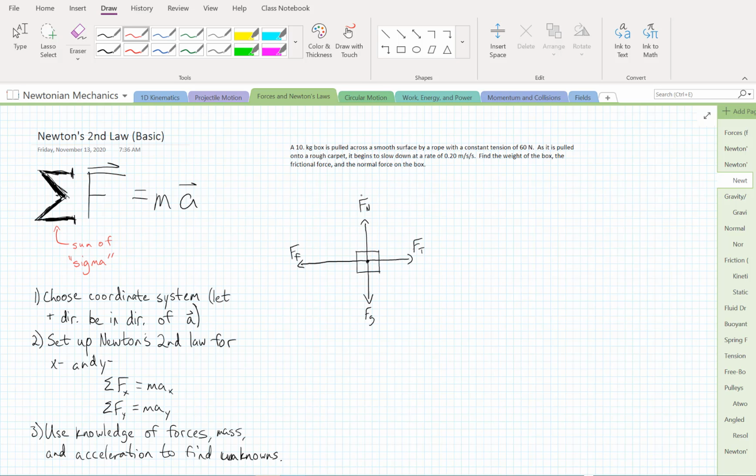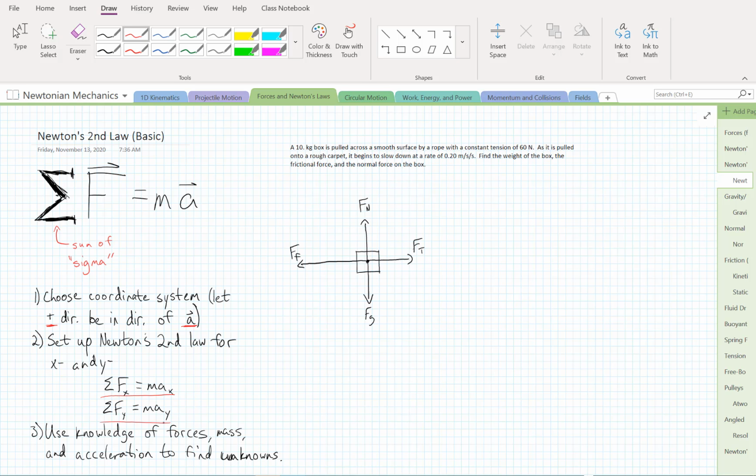So let's say we have our free body diagram for a problem like we do over to the right. To use Newton's second law, what we first have to do is choose a coordinate system, and that's easy. We just choose an x direction that makes sense, usually in the direction of motion, or maybe y is in the direction of motion. But the important thing is we choose the positive direction to be the direction of the acceleration.